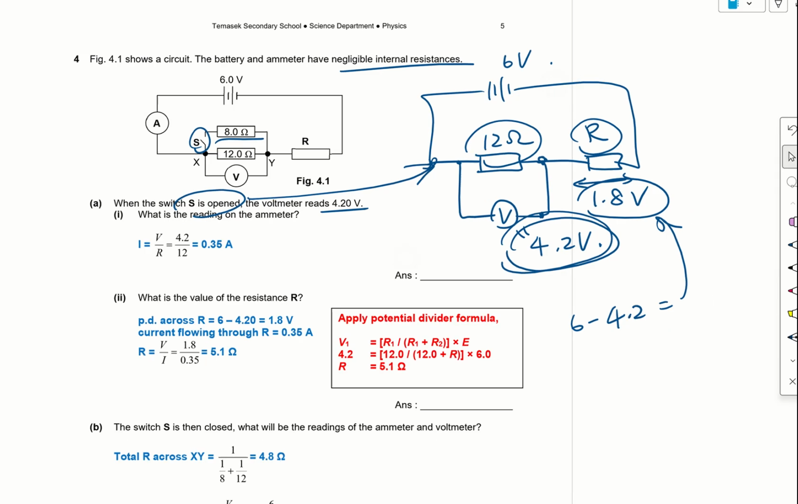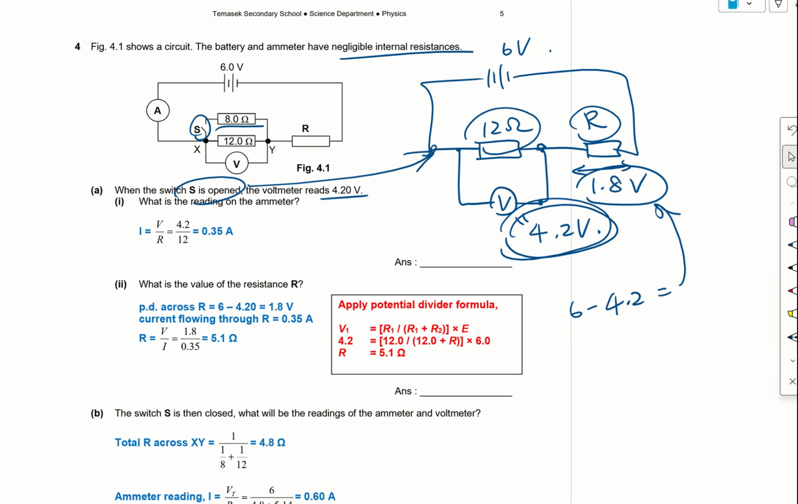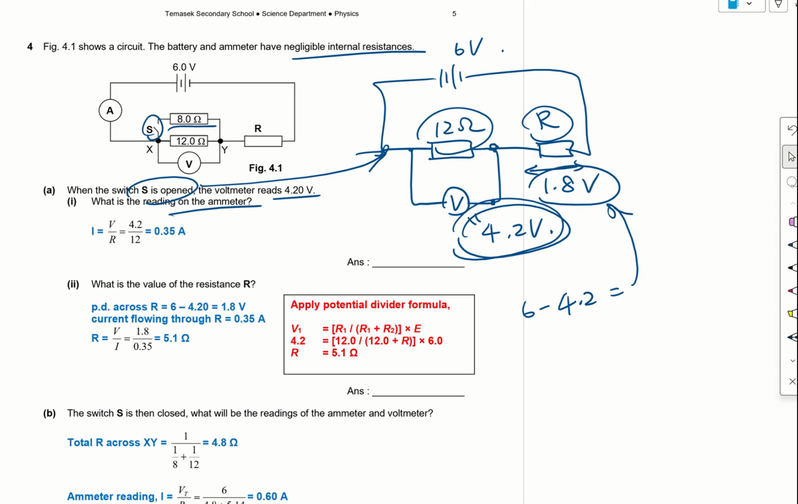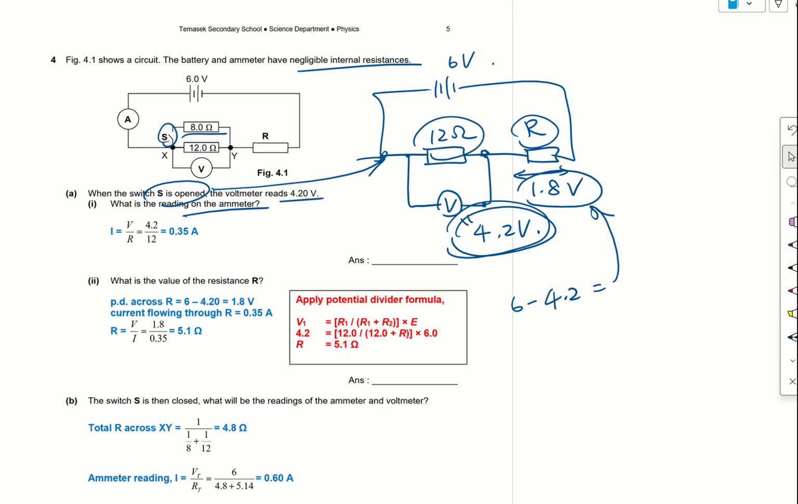But they are asking us to calculate the current reading on the ammeter. A lot of students will actually use 6 volts divided by 12, which is not true, because that is not the potential difference across the 12 ohm. The 4.2 volts is the real potential difference across the 12 ohm. So I should use 4.2 divided by 12, and I get 0.35. That means I will have a current of 0.35 ampere flowing into R as well.